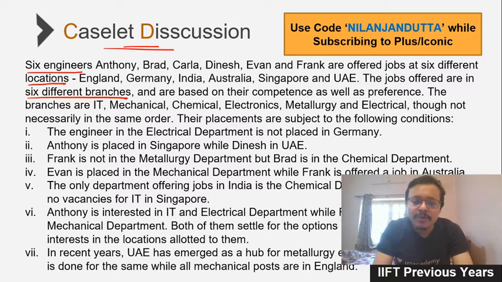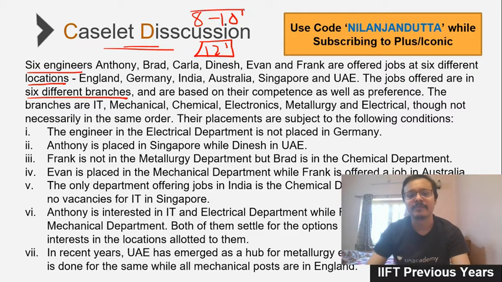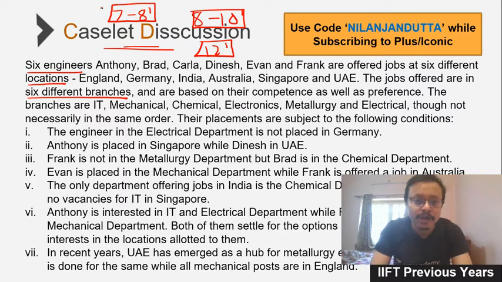Now, normally what most people tend to do is they tend to form a table or a matrix where they usually take the first name or something and then they try to map it with the location and the branch that they belong to. And usually that approach would end up taking around 8 to 10 minutes of your time, maybe in some cases 12 minutes of your time. But the biggest challenge in CAT is that you need to solve sets in 7 to 8 minutes, and that is where it ends up being a situation where you are not able to solve all the sets.